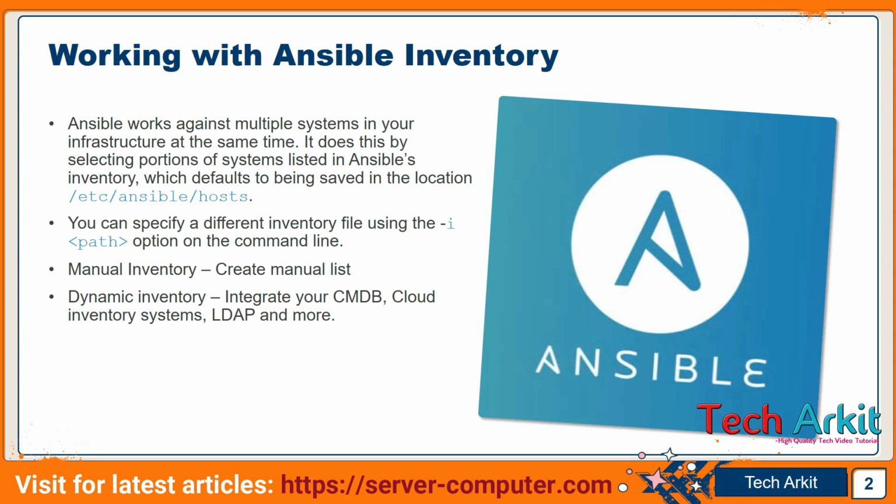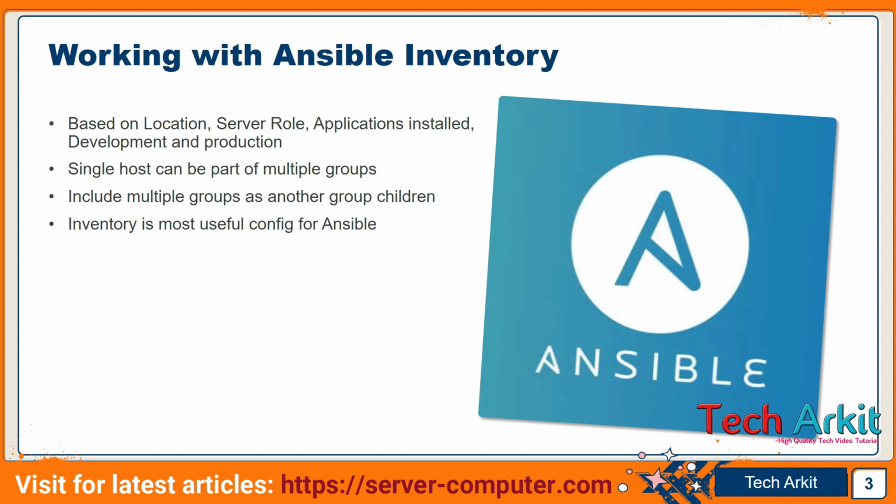We are not checking dynamic inventory right now, so we will check it in later classes. Currently, let's see how we can create manual inventory files. So what are the rules? What is the mechanism you can use to do a manual listing? For example, a listing based on location.